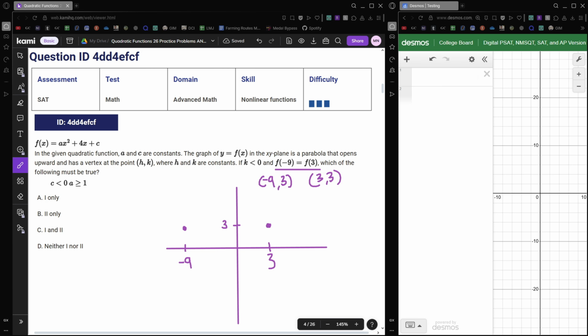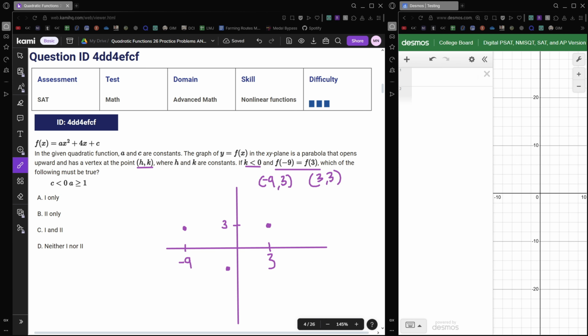Then they tell us it has a vertex at the point (h, k), where k is less than 0. So the y-coordinate of the vertex is less than 0, which means it's negative. So it has to be somewhere down here. Now you should also note that the vertex is of course in the center of the parabola. So it's going to be somewhere in between these 2 points. Let's just say that this right here roughly is the center, and of course the y value is negative.